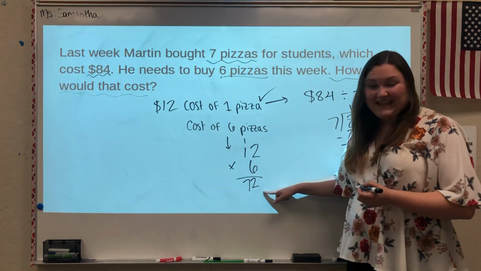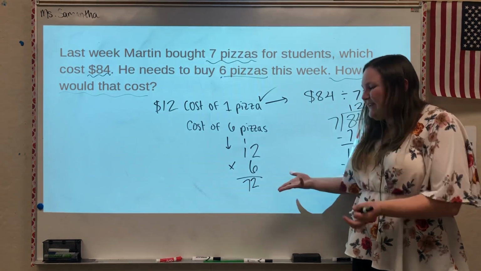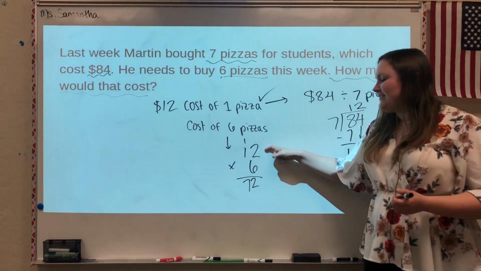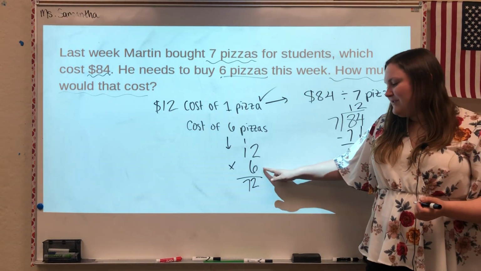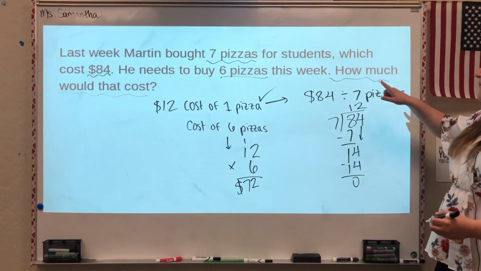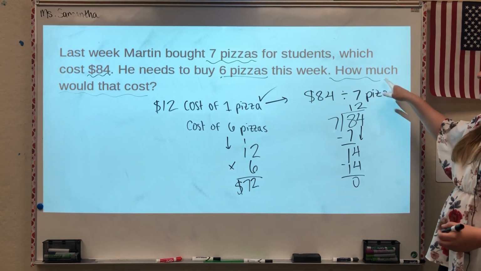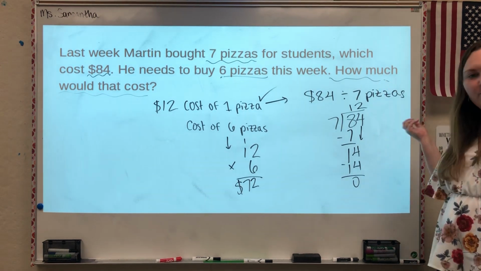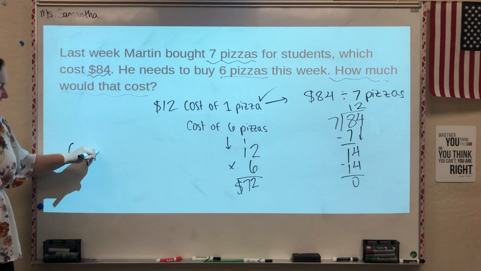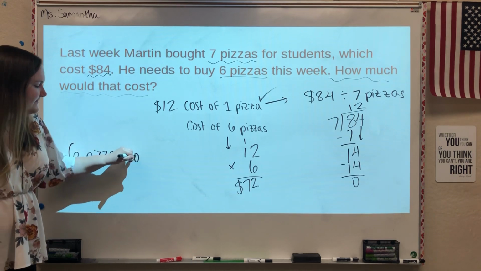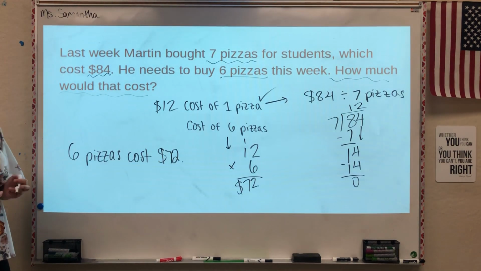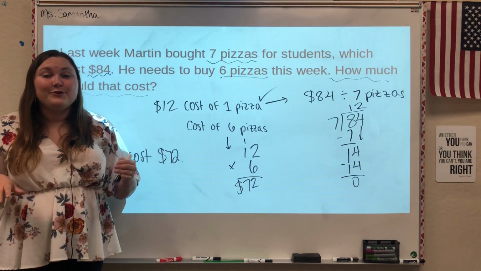Again, I did 12 times 6, that gave me 72, but what did I just find here? What does 72 represent? Well, remember what we were doing. We were multiplying the $12 times 6 pizzas. We found that when you do that, it costs a total of $72. Now, if I go back to my problem and check, that's what we were trying to figure out. We're trying to find out how much 6 pizzas would cost. We've got our answer. I'll put it over here: 6 pizzas cost $72.